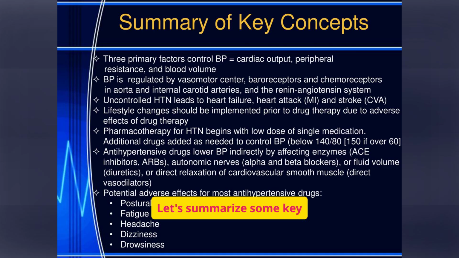Let's summarize some key concepts related to blood pressure and hypertension. We'll review the factors that control blood pressure and the consequences of uncontrolled hypertension. Remember the three major players: cardiac output, peripheral resistance, and blood volume. If hypertension isn't managed, it leads to heart failure, stroke, kidney failure, and vision loss. It's called the silent killer for a reason.